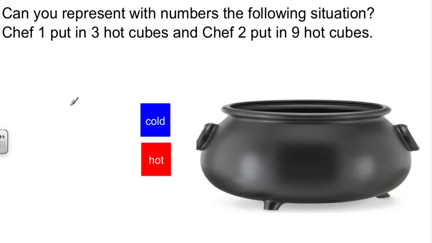Again, hit pause, come back when you have the answer to this. Chef 1 put in 3 hot cubes. Chef 2 put in 9 hot cubes. We added them all together, and we got a total of 12 hot cubes. A positive 3 and a positive 9 added together is a positive 12.